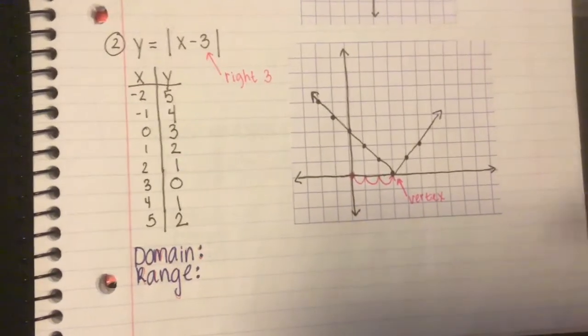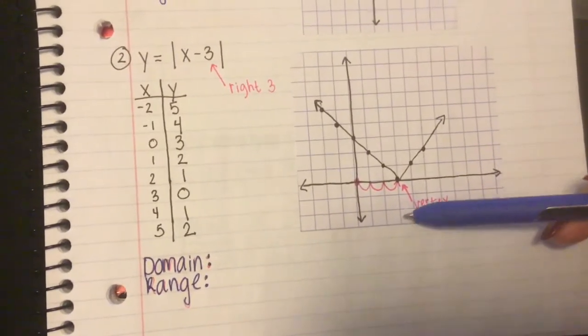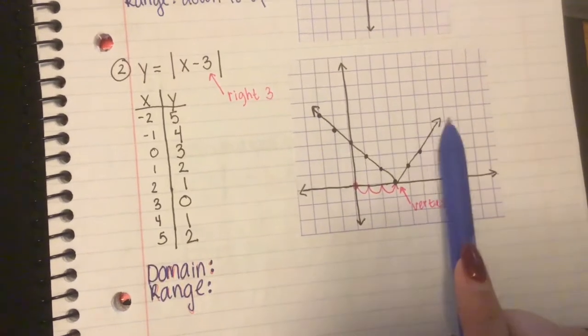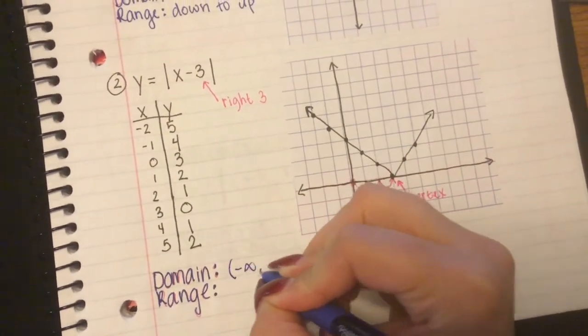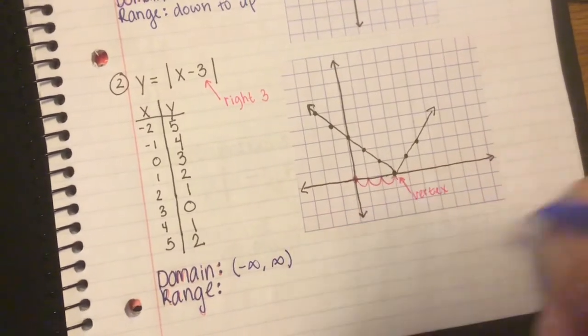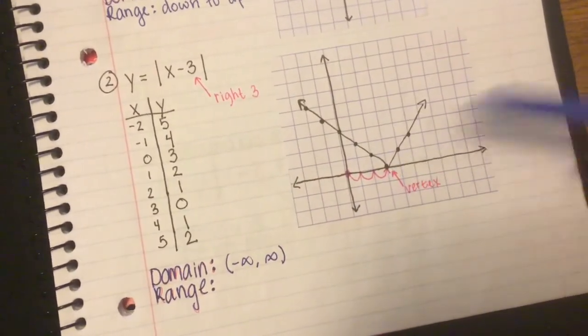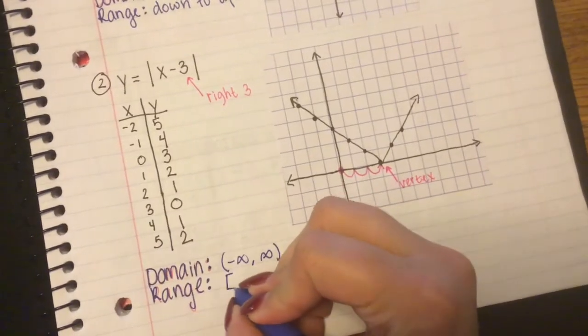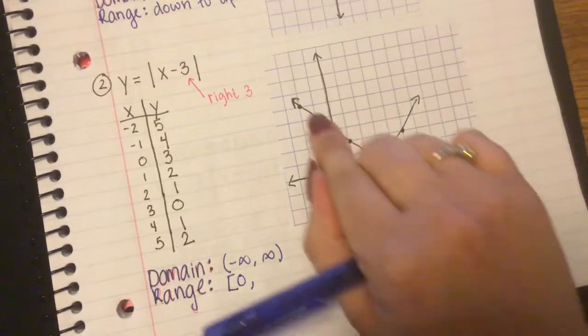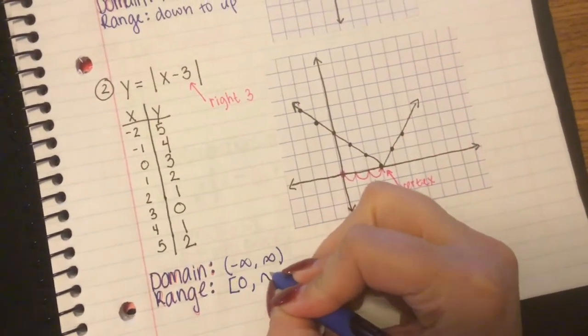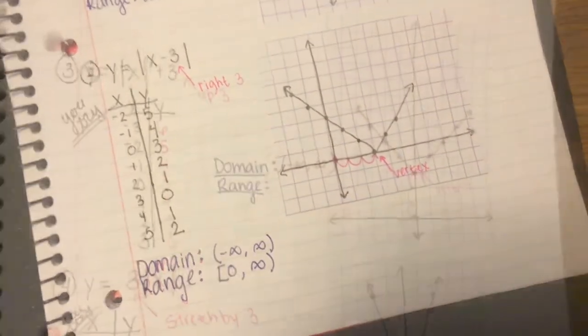When we take a look at this second graph, not much changes. That's because our domain is still pointing to the left forever and to the right forever. So notice how I'm writing that as negative infinity to positive infinity with parentheses. My y values still begin at 0, so I'm going to use a bracket, 0, to positive infinity. Those arrows are pointing up forever and ever and ever to infinity and beyond.